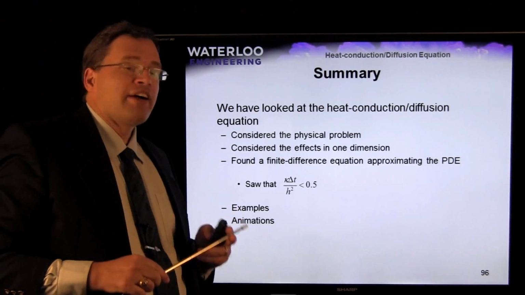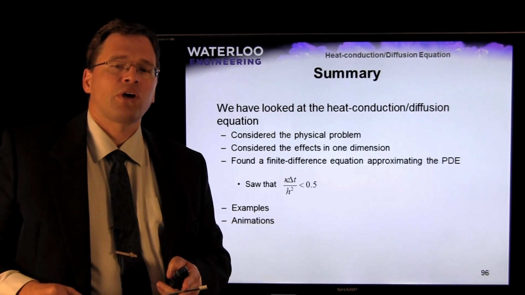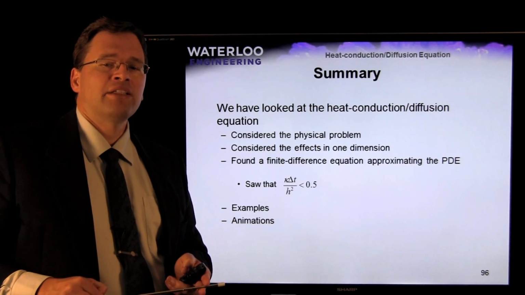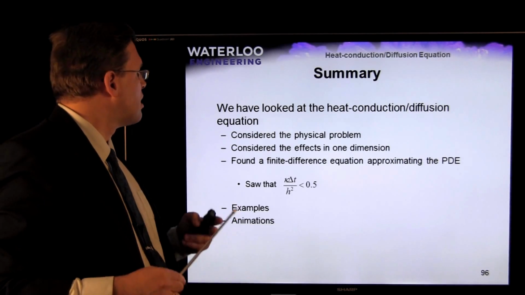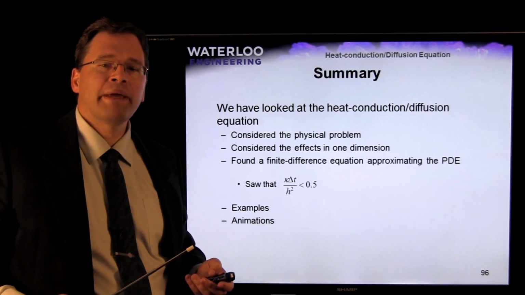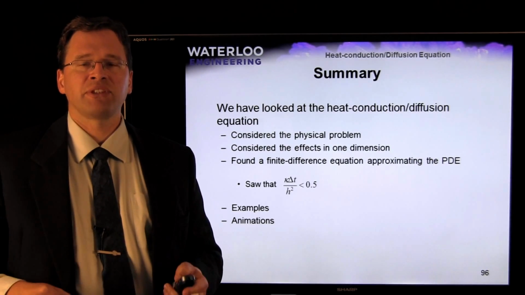We found a finite difference equation that approximates our PDE. However, we also saw that kappa delta t over h squared must be less than 0.5. We looked at some examples, looked at supporting MATLAB commands, and ultimately we looked at some animations of our results.